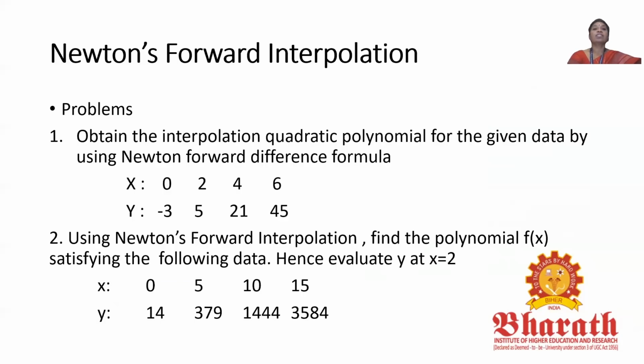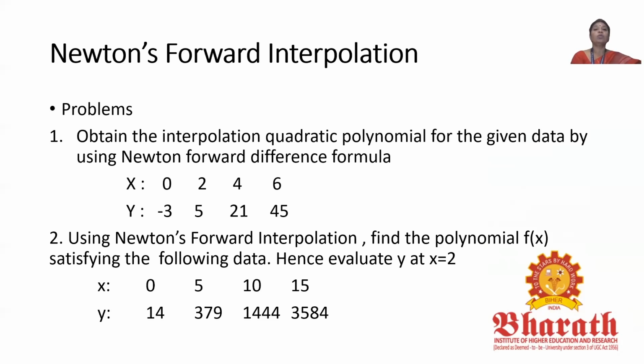Next is, based on this, you are given two problems. Obtain the interpolation quadratic polynomial for the given data by using Newton's forward difference formula. So you are given the data, x values are 0, 2, 4, and 6. Y values are minus 3, 5, 21, and 45.